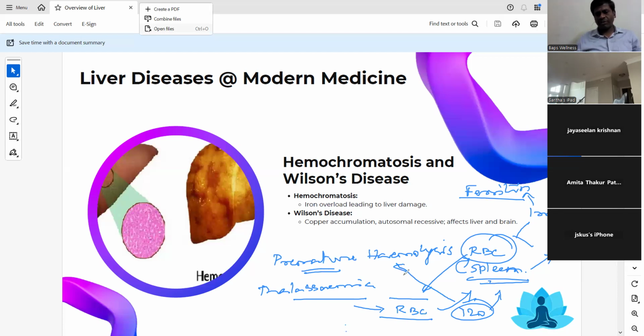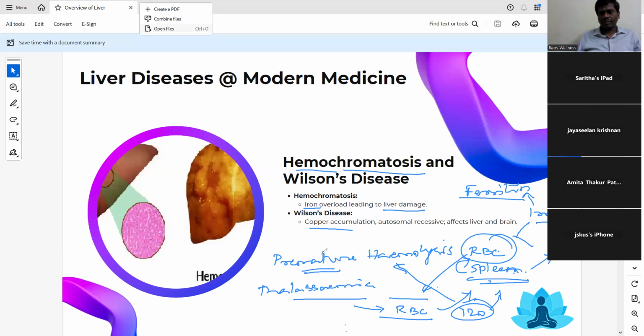So, what happens? Every time you keep on transfusing the blood, the RBC comes, is destroyed by the spleen, and the iron is released in the body. So, the excess iron, Fe, that damages the liver is called hemochromatosis. Similar to iron, copper accumulation is called Wilson's disease.